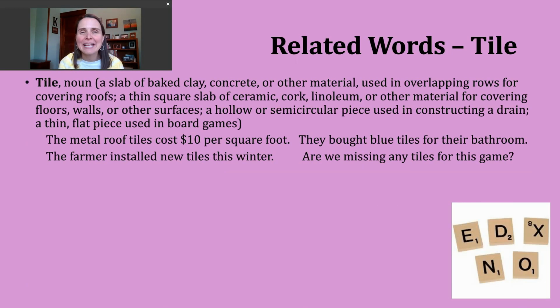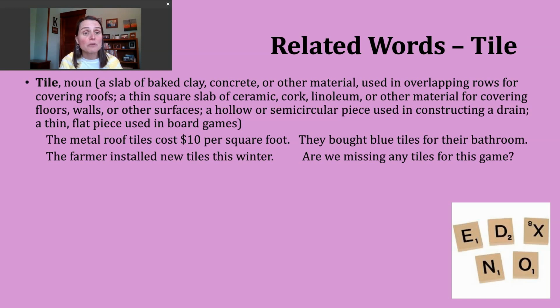And just as I told you at the beginning of this video, tile can also be a noun. The noun form of this word has the exact same spelling and the exact same pronunciation. There are many ways to use the noun tile. One way to use it is to describe some baked or hardened clay, concrete, or other material that's used to cover roofs. An example of this: the metal roof tiles cost $10 per square foot. So sometimes you might hear that as someone is getting a new roof.